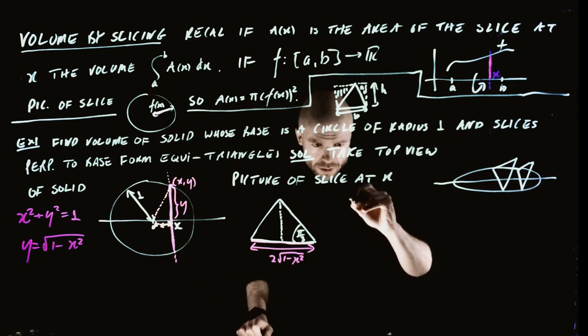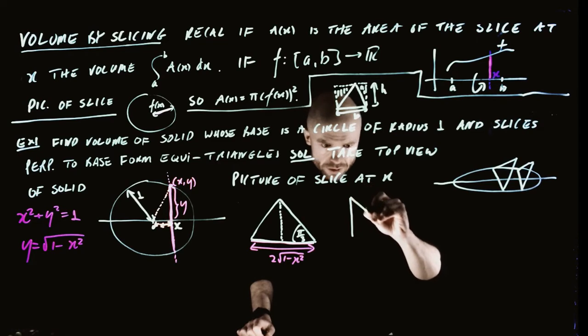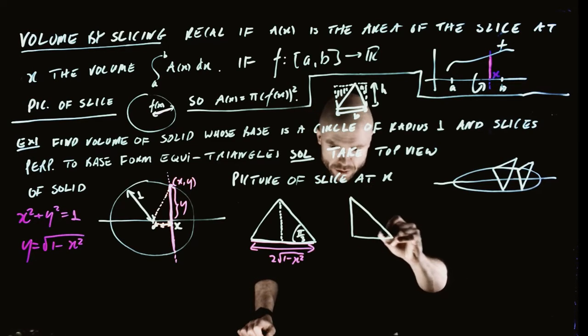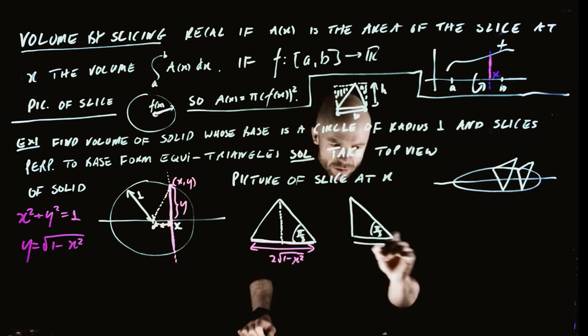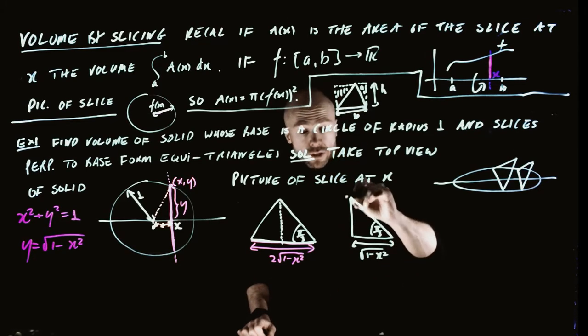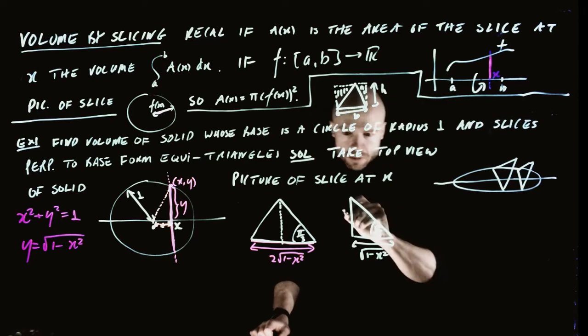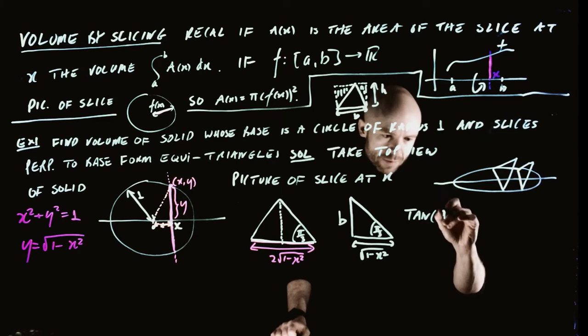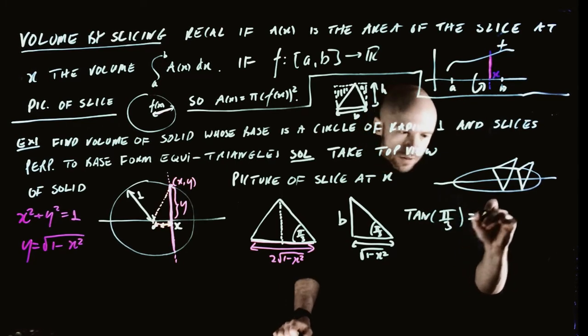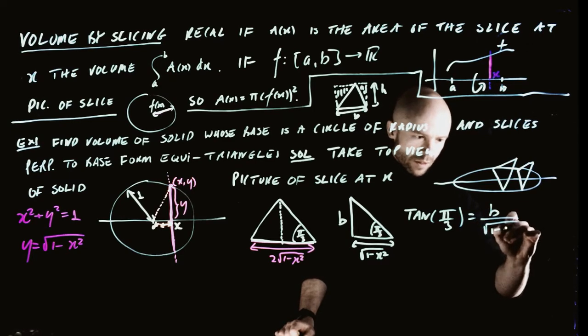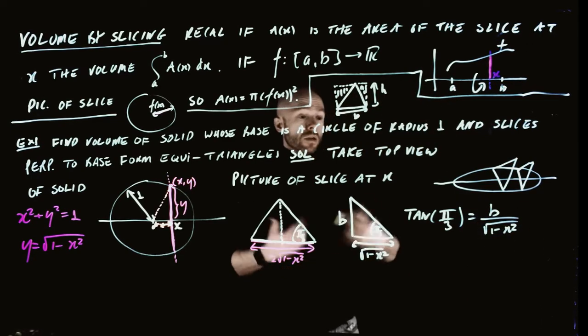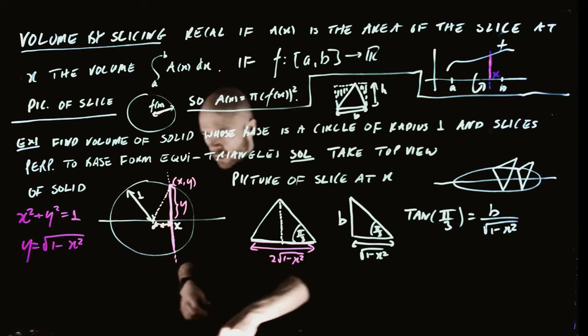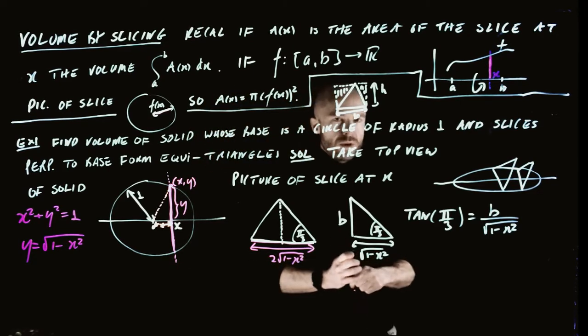But then this is trigonometry. So let's just draw the one side. So we have this thing is pi over 3. We have half of this length here, so this thing is square root of 1 minus x squared. And then we need to know the opposite side. So let's call this side b, and we know that tan of pi over 3 is going to equal b over the square root of 1 minus x squared. Okay, cool. So maybe you already know what tan of pi over 3 is, right?